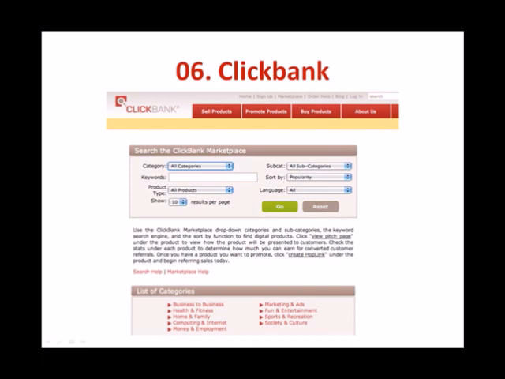ClickBank is the number one world's largest affiliate network. With this tool, you can research on existing products that cater to specific niches that you have in mind. Alternatively, if you still haven't got a clue of which niche you want to enter, you can browse through the category section to see what are some of the markets which could potentially interest you.